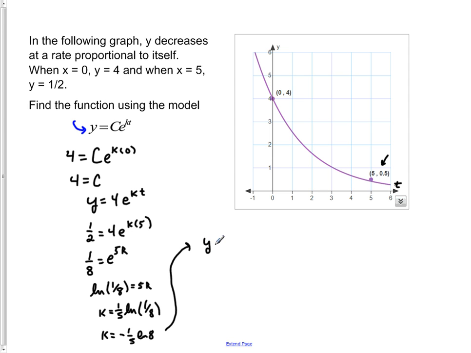That's right. y is equal to 4 times e to the negative 1/5 of the natural log of 8 as our constant times t. So if we were to solve for values, we should be able to find exactly what's going to happen right here. We start putting in values of t, and solving for that, we're going to get our values of y.